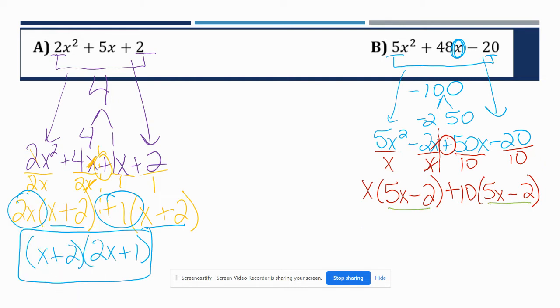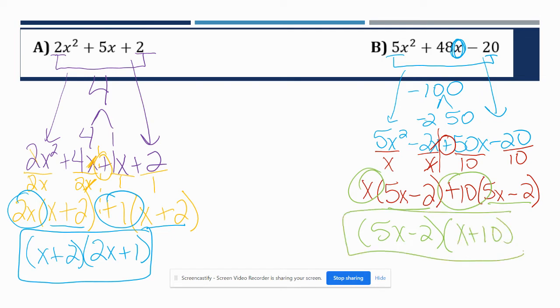Check our parentheses. Those are exactly the same. So 5x minus 2 is one of our factors. We pulled out x plus 10 for our other factor. And that is factored form.